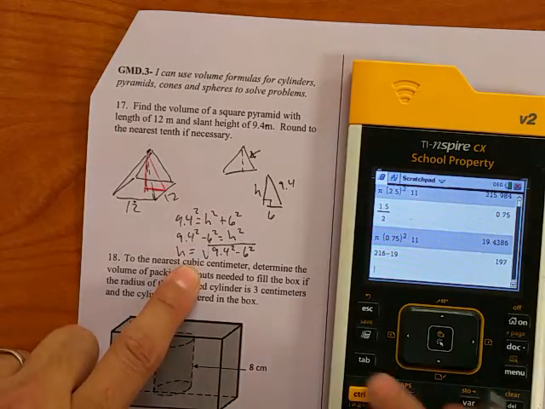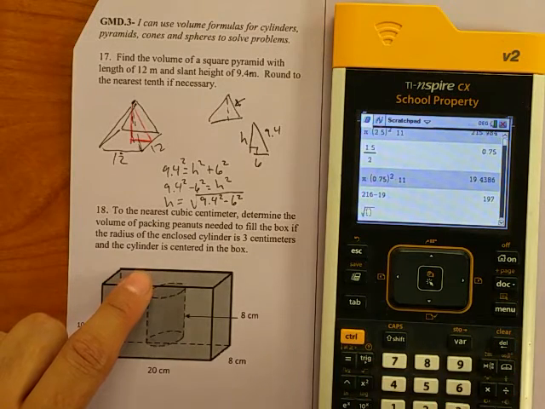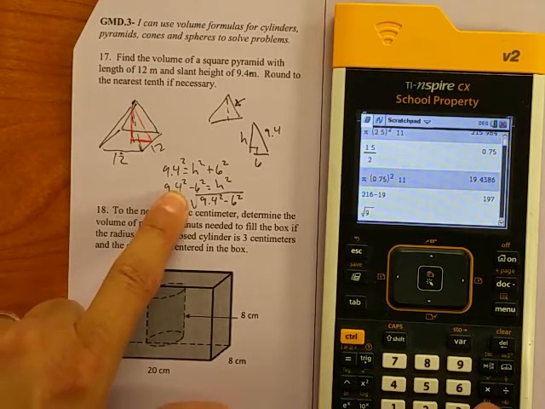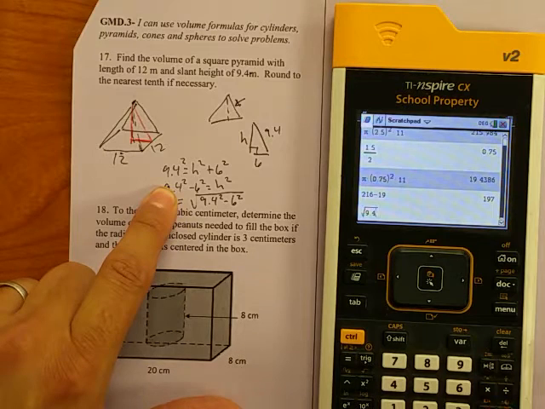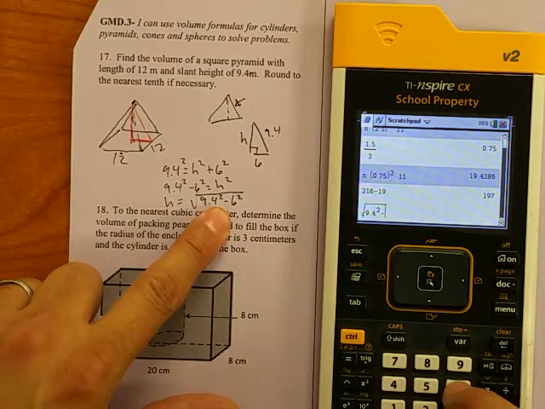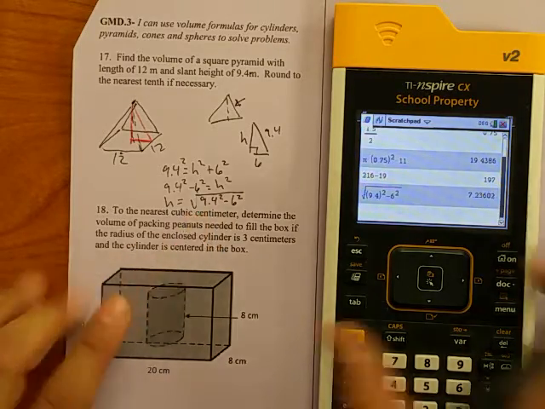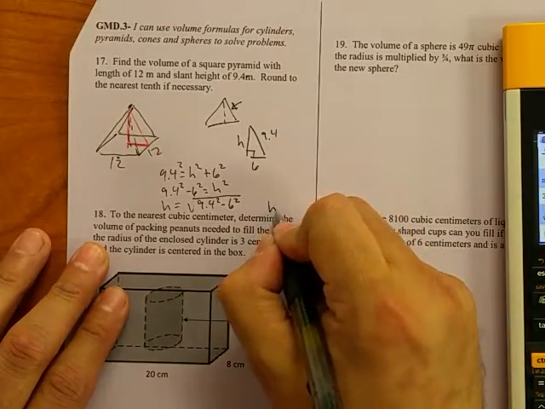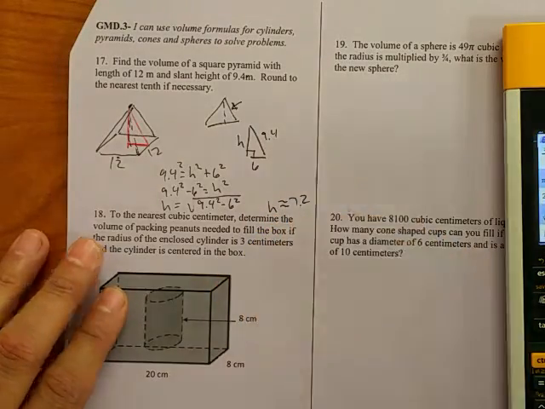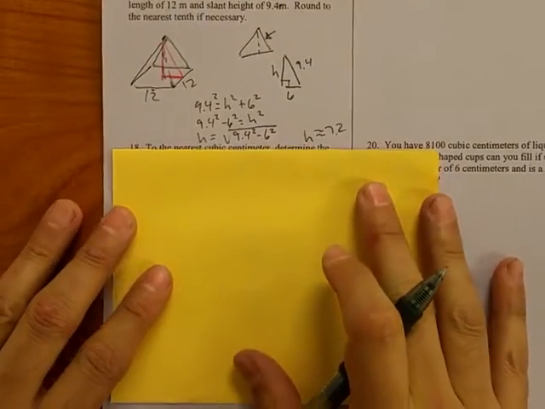So we're going to have the square root of 9.4 squared minus 6 squared. So it's going to be about 7.2. And I'm going to use another paper here because I've already used up all my space for this one and I need a little bit more.